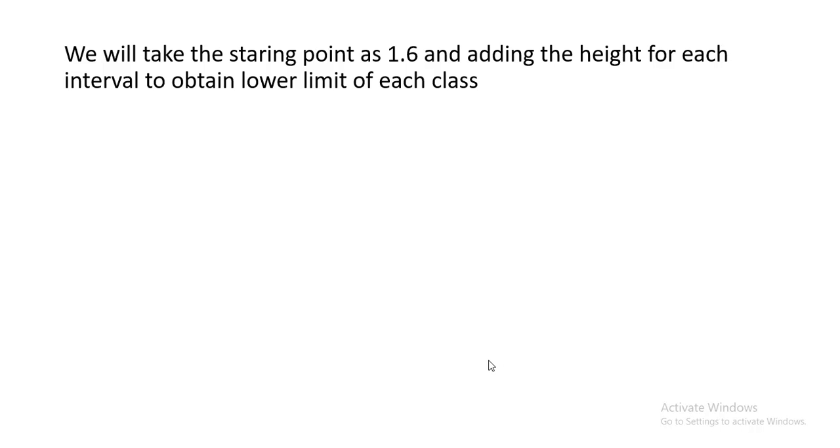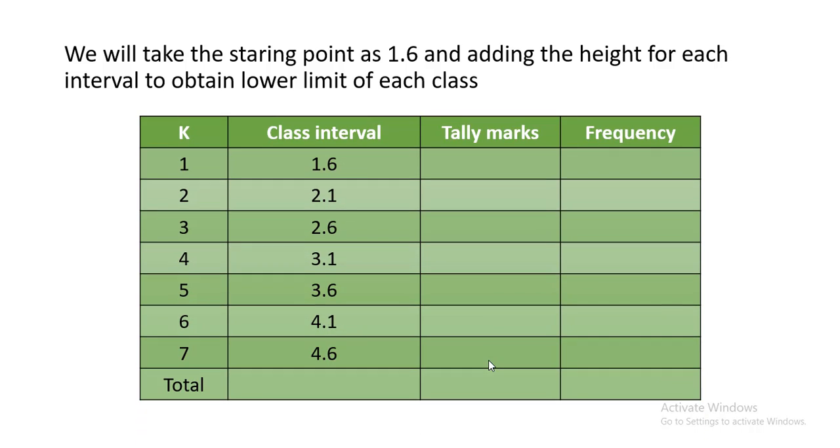Okay, now I have taken 1.6 as my initial point. This is the starting point of my first class, and then I will be adding height for each interval to obtain the lower limit for each class. From here on, the process is the same as for discrete data.